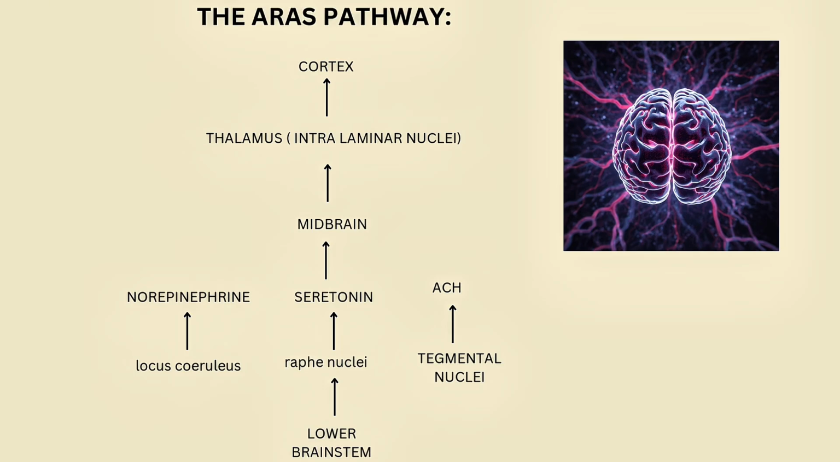So these chemicals and electrical signals are sent together to go into the midbrain. And when they get to the midbrain, all the signals converge in the midbrain reticular formation, where they are integrated into one arousal signal. That signal activates the thalamus, and specifically the intralaminar nuclei.